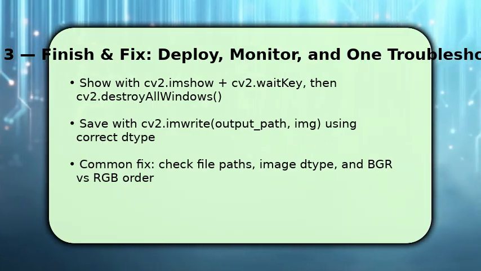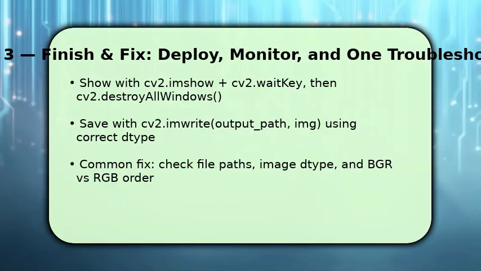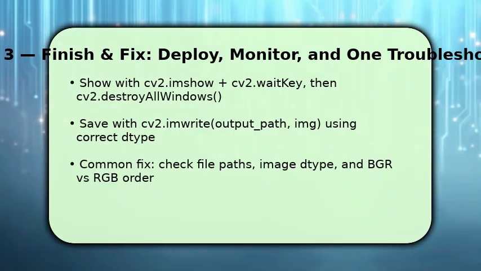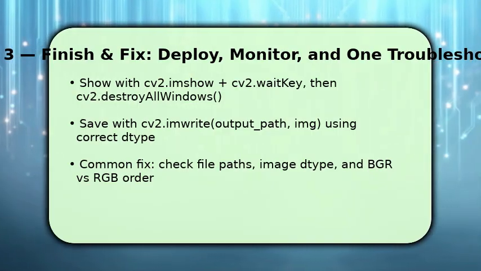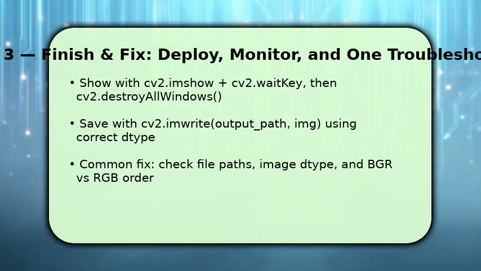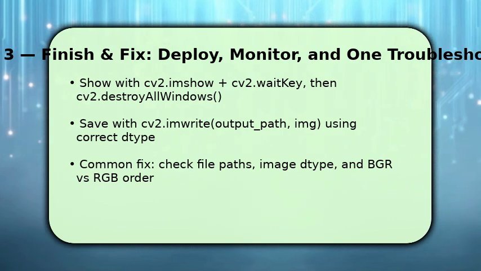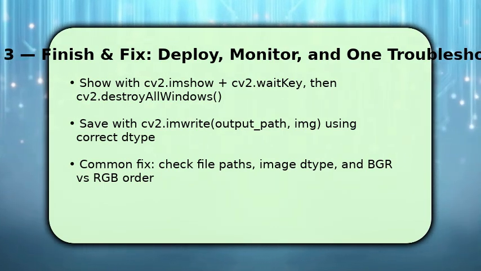If you integrate with Matplotlib, convert BGR to RGB first. If things go wrong, check file paths, dtype, and color order. Often the culprit is a wrong path or forgetting cv2.cvtColor BGR to RGB. Fix those and rerun the script.